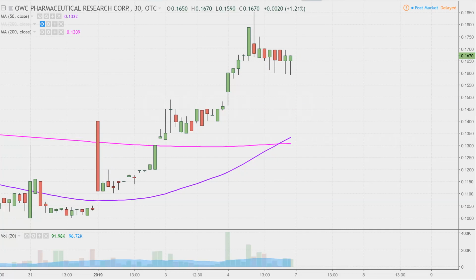I don't mean to state the obvious, but I will anyways. Very nice movement today, not only from a price action perspective, but you look down here at the volume and it's definitely well above average volume on the day. So a lot of eyeballs on this one.